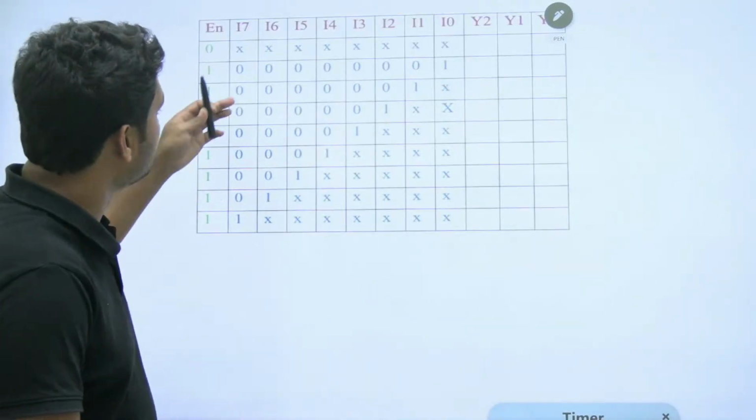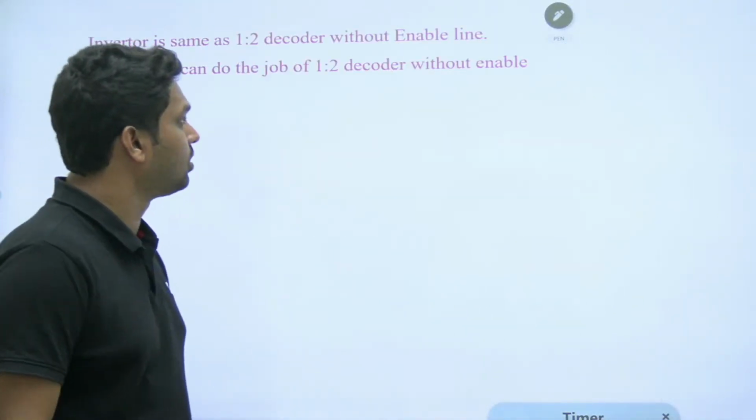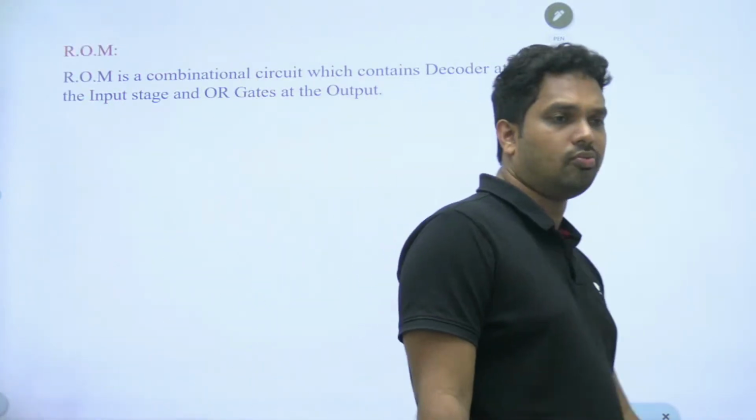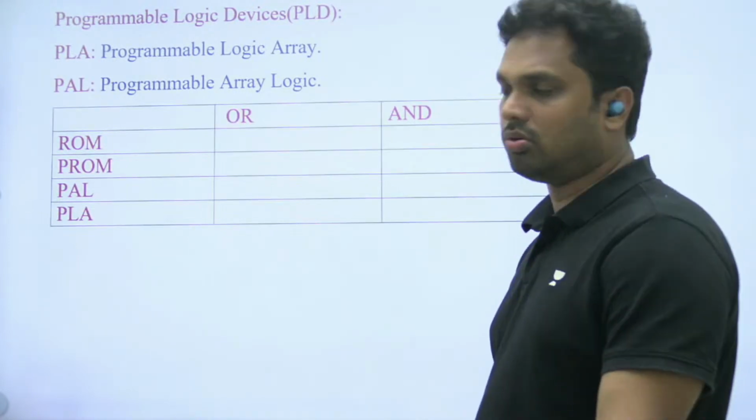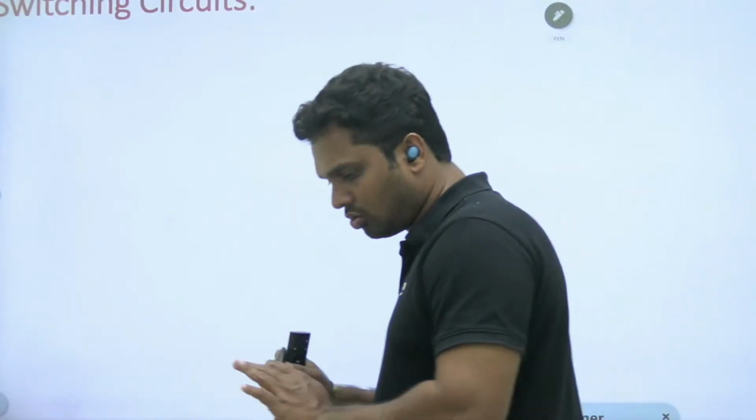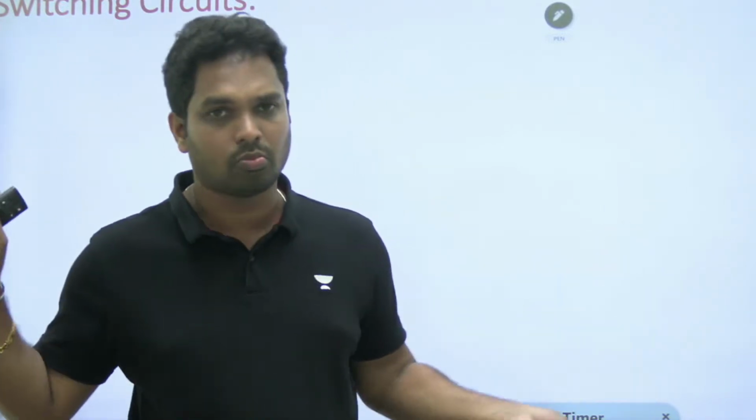We will discuss the priority encoder and its design in tomorrow's class. Some part of ROM maybe I will discuss, and PLDs I will give you tomorrow. Then we will do a few more questions. Tomorrow your combinational circuits will be finished. Day after tomorrow we start with sequential circuits. As I promised, I'll complete the syllabus by 25th at most.